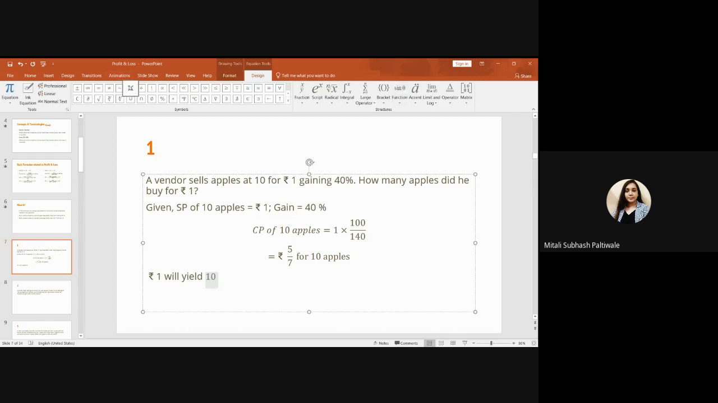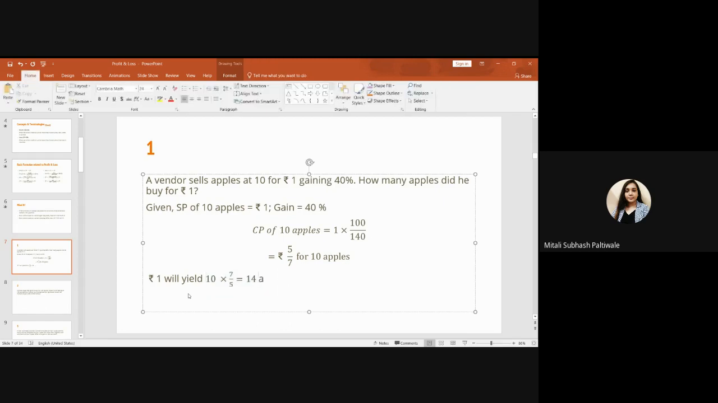And into 7 by 5. 7 by 5, inverse of it. Okay, because look at this, these are for 10 apples, so we have to find out how many apples for 1 rupee. So this would become 14 apples. Okay, this would become 14 apples. So yeah, that's the answer.